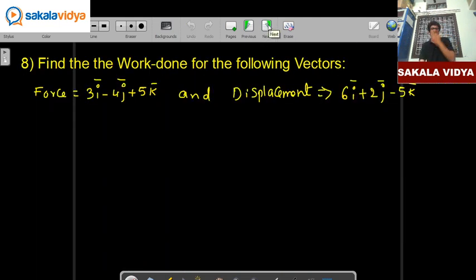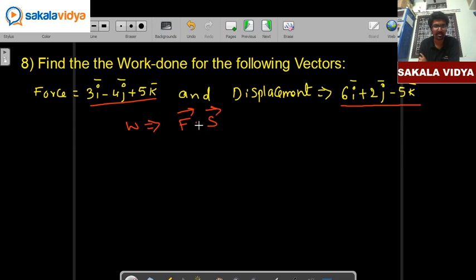So now let us solve one more question. Find the work done for the following vectors. The force vector is 3i minus 4j plus 5k and the displacement vector is 6i plus 2j minus 5k. So according to the basic formula, work done is nothing but the dot product of the force component and the displacement component. It's a dot product.